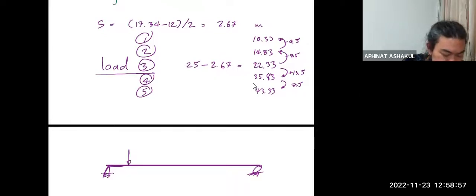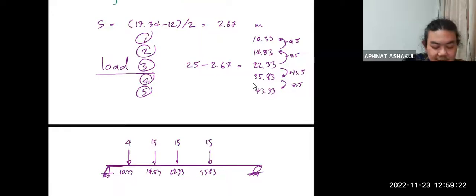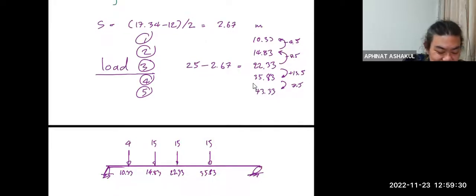So load number 1 is 4, the location is 10.33. Load number 2 is 15, at 14.83. And then 22.33, 35.83. Please, these numbers in my hand, it's bad again, but you have the information already, okay? It's 15 and it's 43.32.